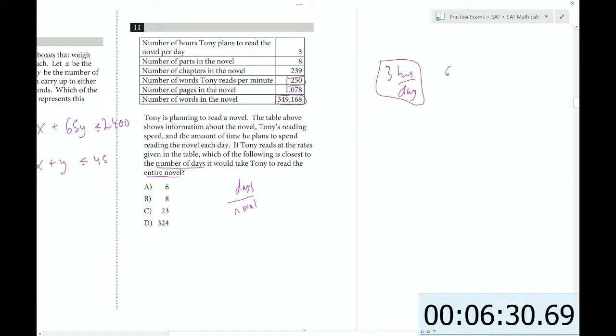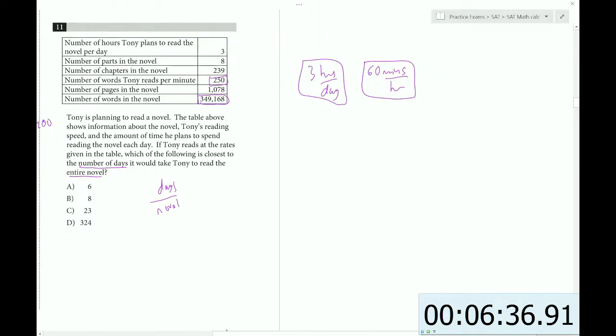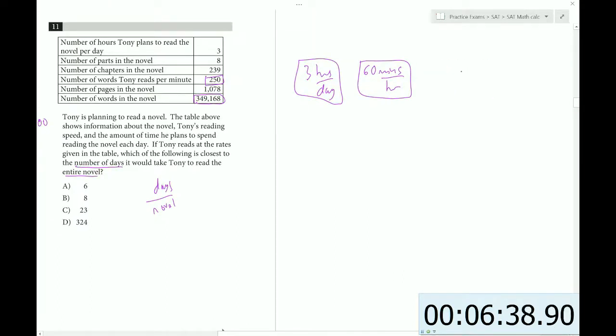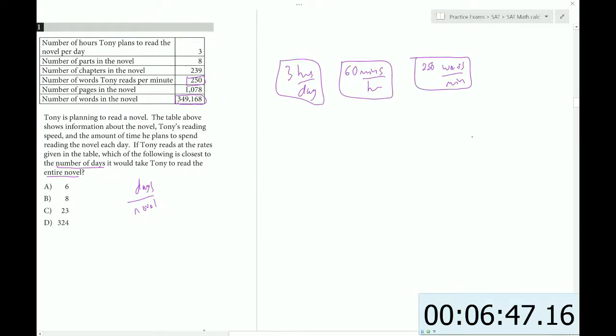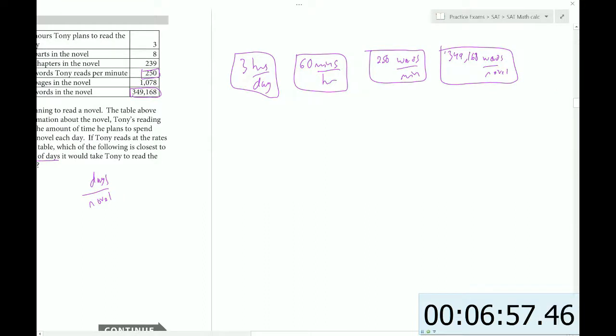Okay, so it's 60 minutes per 1 hour. Okay, and 250 words per minute. Okay, and then 349,168 is words per novel. So if we use these four in a clever way, we should be able to get days per novel, right?